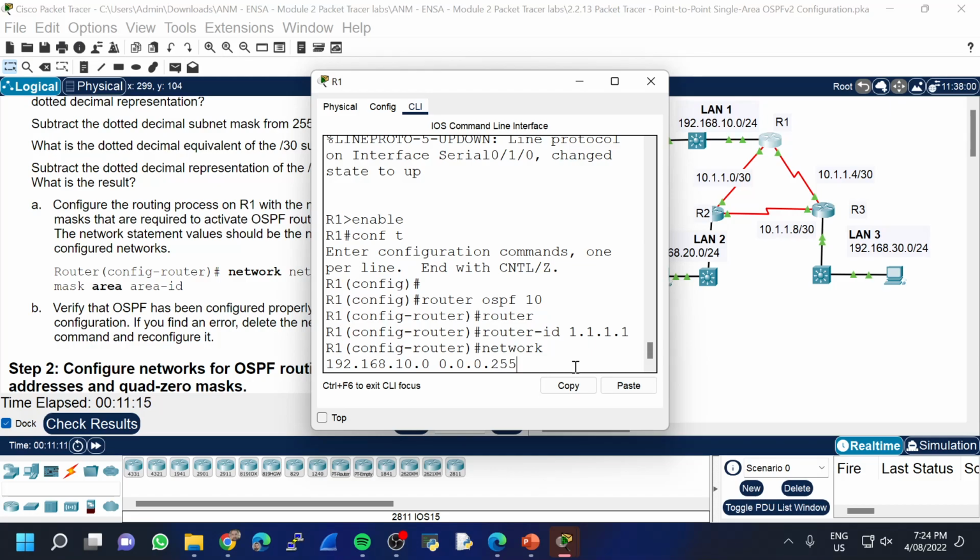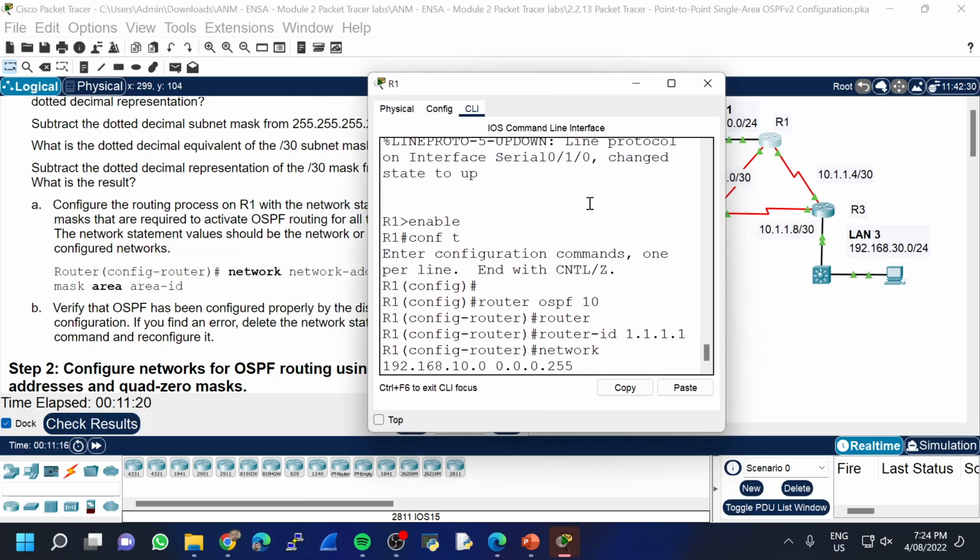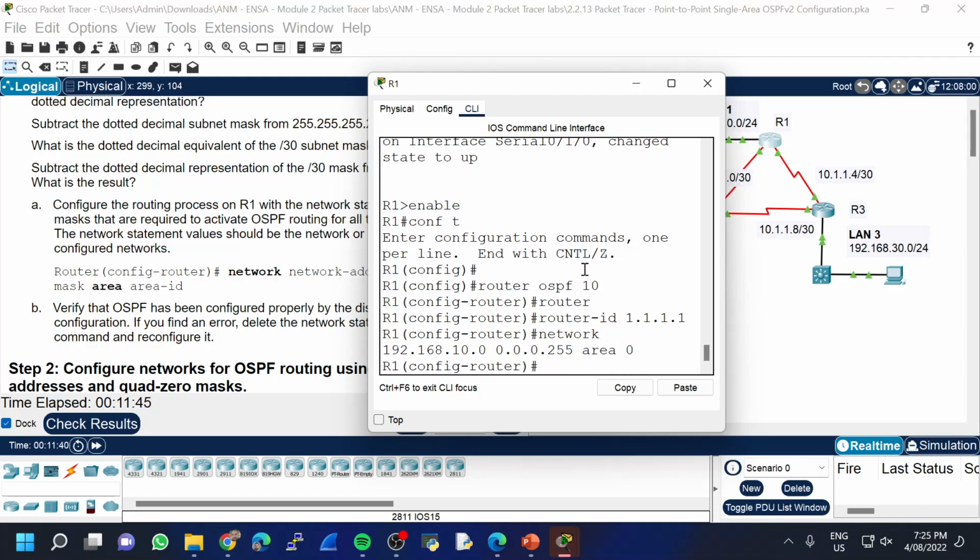Area. If it's single area, which area should it be? 0. So if it's single area, you don't have the choice, okay? Keep that in mind, because that's misleading. You'd be like, oh, if it's single area, I can go with area 1. No, okay? It's area 0, the backbone area, the necessary area, okay? Is that clear? So we go area 0, done. So first one is done.